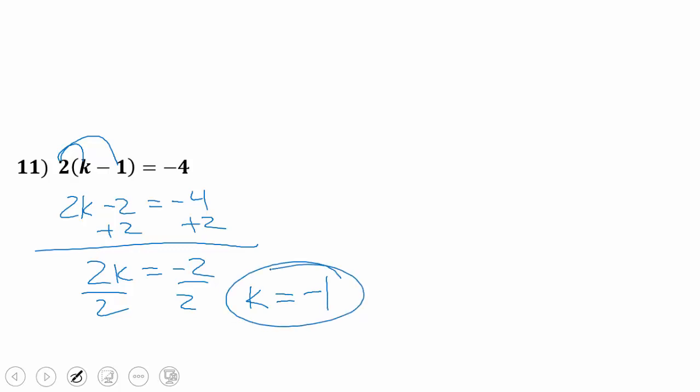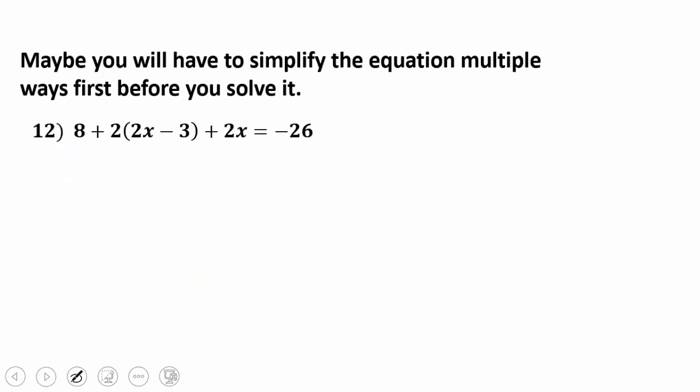Wow. I don't know what to say, except we're getting right through this. And maybe there's going to be some times that you get an equation where you have to do multiple simplifications. You might have to distribute and combine like terms. So again, we always want to start with the distributive property.